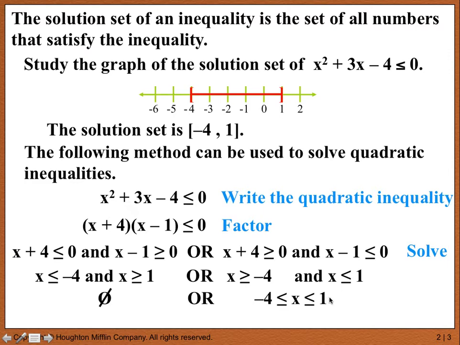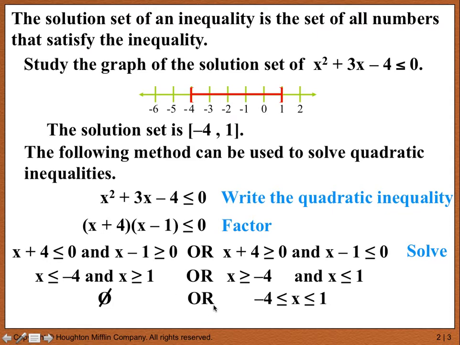Now, continuing, we have the empty set here. Why? Because if I have x is less than or equal to negative 4 and x is greater than or equal to 1, there is nothing in common, right? x less than or equal to negative 4 is one set of all real numbers less than or equal to negative 4. x greater than or equal to 1 is another set, the set of all real numbers greater than or equal to 1. Well, those two sets have nothing in common, therefore their intersection, indicated by "and," is the empty set.